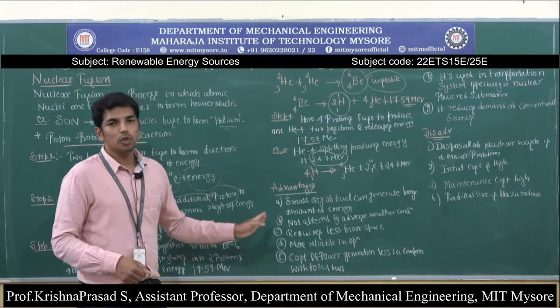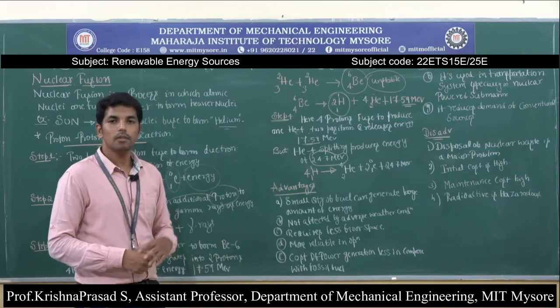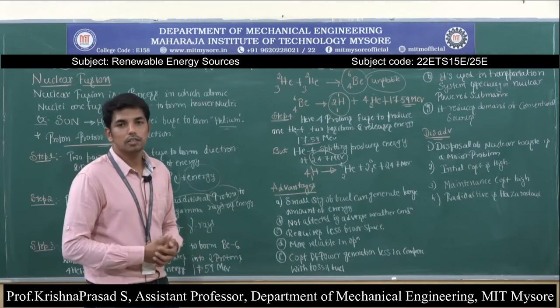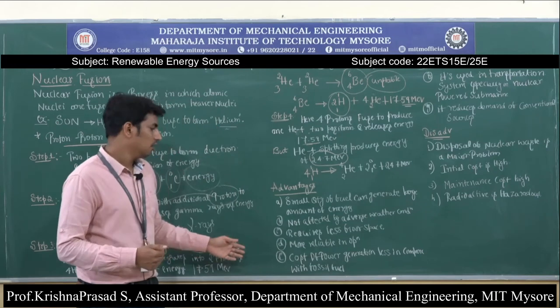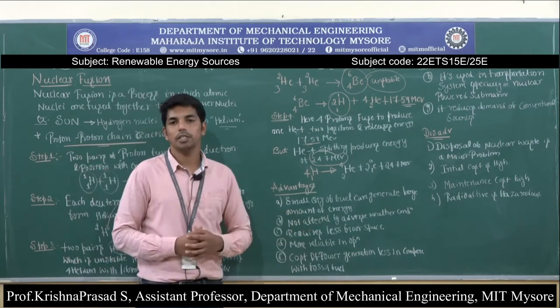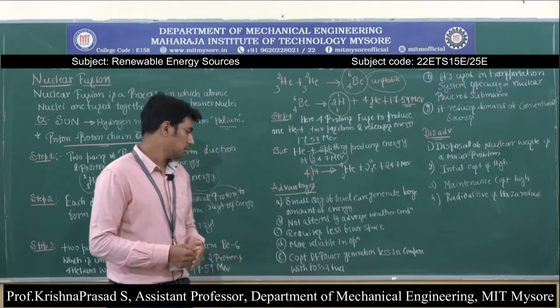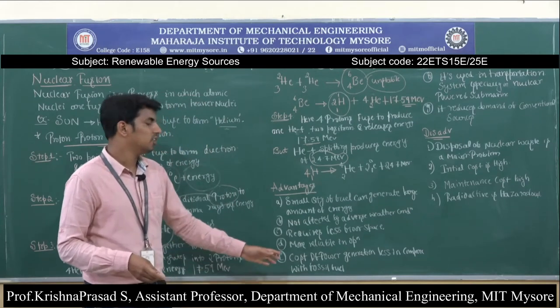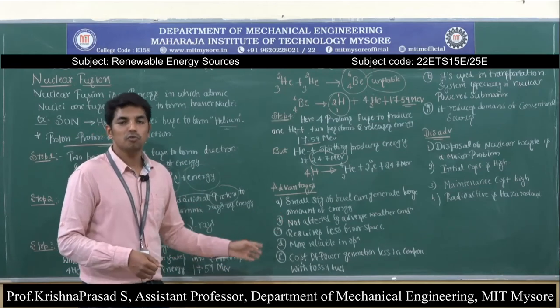Next, nuclear energy generation requires very little floor space compared to solar energy, wind energy, tidal energy, and ocean thermal energy conversions. Then it is more reliable in operation compared to other non-conventional energy sources. Then the cost of power generation is also very much less compared to the fossil fuels.